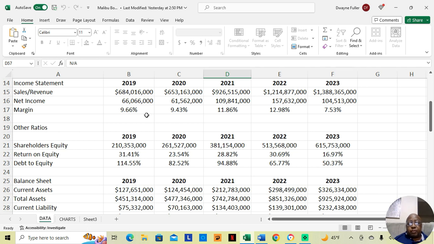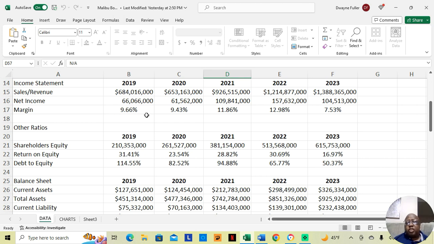2021, they made $926,515,000. And they retained, after paying all expenses, $109,841,000. That was an 11.86% profit margin. 2022, they made $1,214,877,000, and they retained $157,632,000. That was a 12.98% profit margin.